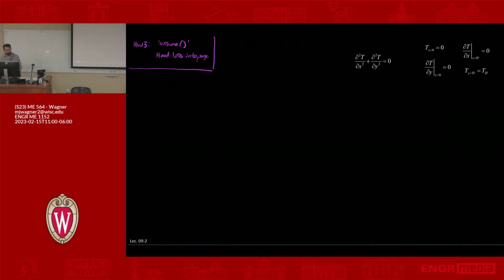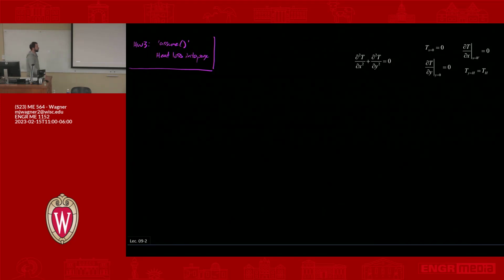Announcements on homework 3. I think I made a Piazza post on this. One thing you're going to need to do when you're using Maple to solve this problem is, if you don't tell Maple enough information about the, say, constants that are involved, it's going to have a hard time finding the right solution to the differential equations.